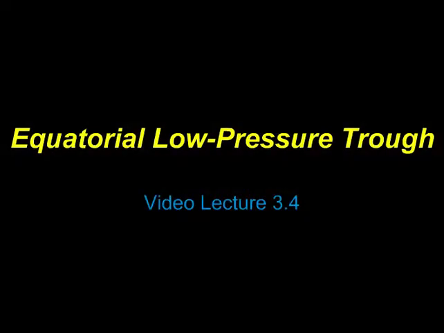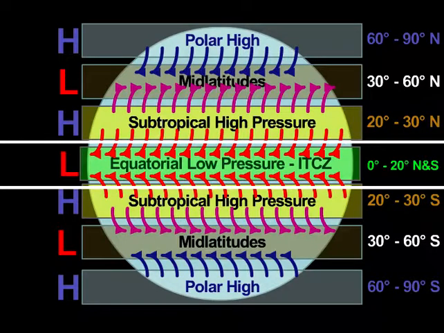Video Lecture 3.4, Equatorial Low Pressure Trough. Like we've mentioned before, the equatorial low pressure trough is going to be found anywhere from 0 to 20 degrees north and south. We're also going to call this the ITCZ, and we'll explain why in the following slide.